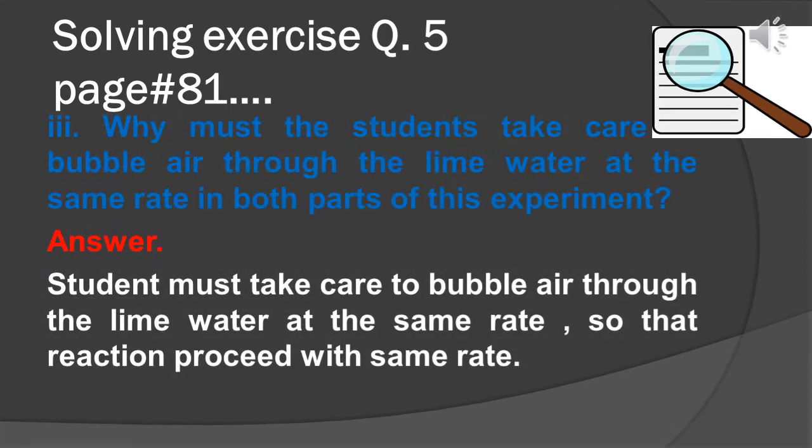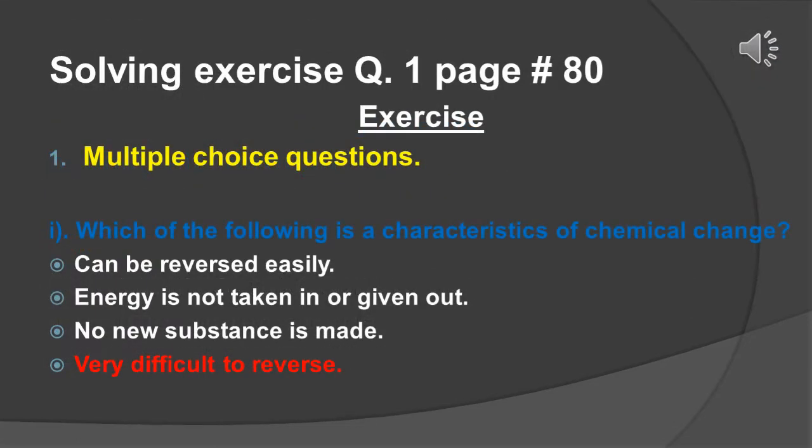The next question which is asked about the student's experiment is 3. Why must the student take care to bubble air through the lime water at the same rate in both parts of this experiment? Answer: the student must take care to bubble air through the lime water at the same rate, so that the reaction proceeds at the same rate. Dear students, we have completed question 5 of the exercise.